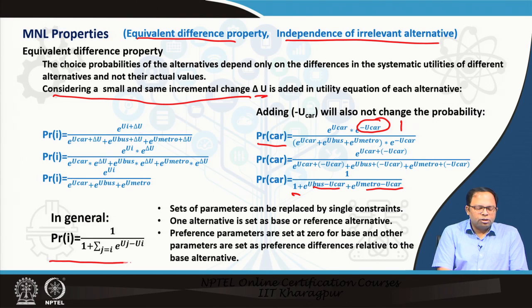So the probability equation could be written in this format: probability of alternative i is equal to 1 by 1 plus summation over j not equal to i of e to the power uj minus ui. So that means for all j's, we have to see the difference between j and another alternative, which is ui, which is under consideration. If we can develop our utility equations using this form, that will also help us to develop a multinomial logit model, or we will be able to solve that particular model.